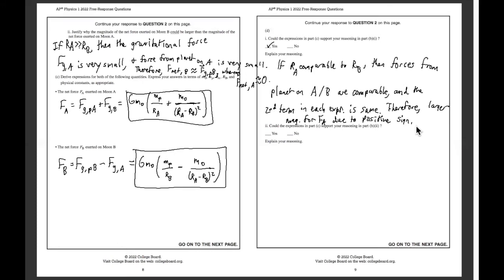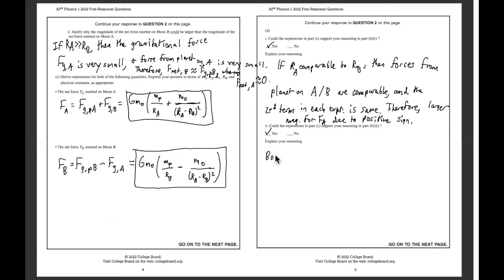All right, could my expression support my reasoning in part B, part 2? Well, part B, part 2, I said that if RA is much greater than RB, then the gravitational force FGA is very small. FG planet A, I believe. Yeah, and also, sorry, both of the forces on moon A. I'm starting to get my words mixed up. I apologize. Both of the forces on moon A are going to be very small. So the answer to this is yes.